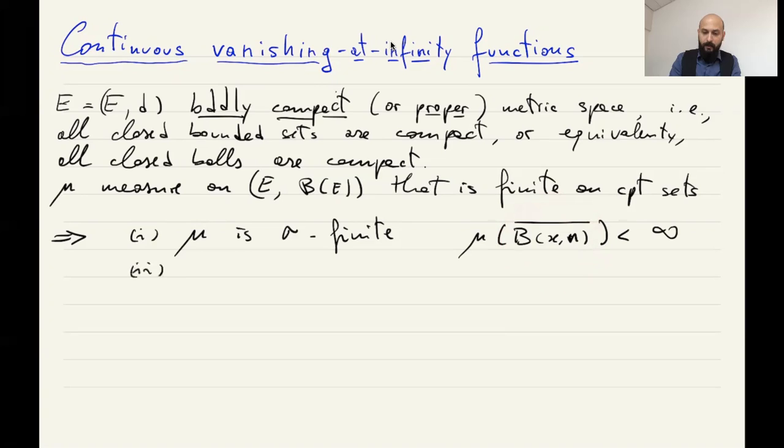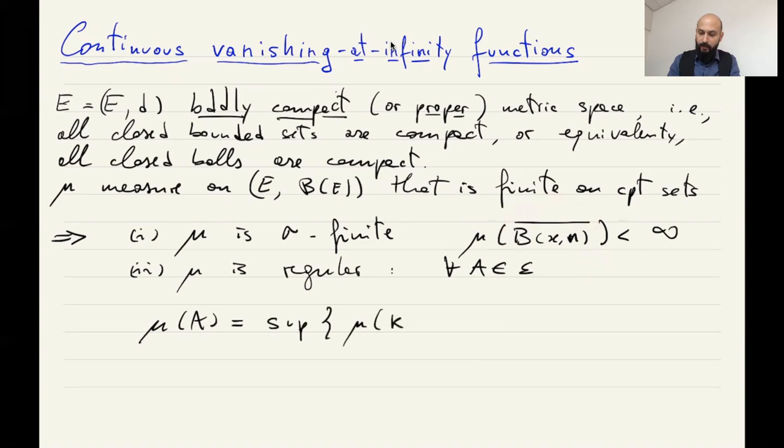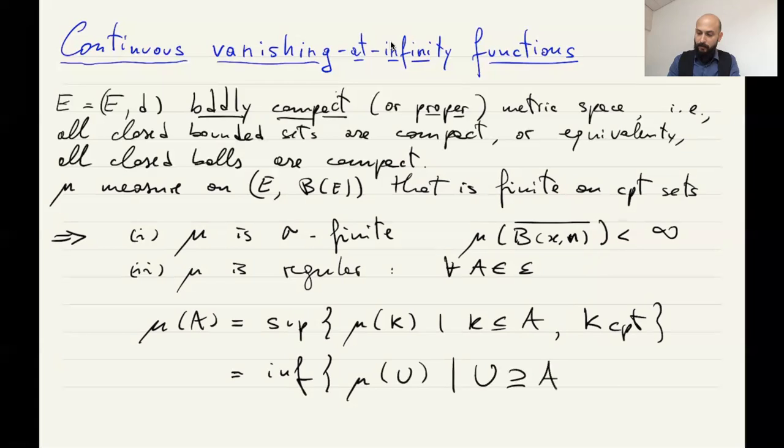Two, I recall you that mu is a regular measure, which means that for all sets A in E, the measure of A is the same as the supremum of the measures of the compact sets K that are inside A, and also it's equal to the inf of the measure of those open sets that contain A. Okay, so let's keep in mind this property for measures on a boundedly compact metric space.